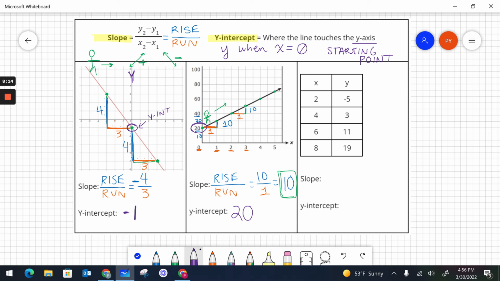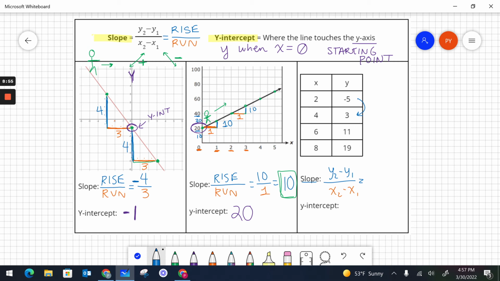Let's look at a table. For slope, instead of thinking about this as rise over run, I'm going to think of it as the change between 2 y values over the change between 2 x values. I'm going to write down the formula. It's y2 minus y1 over x2 minus x1. So y2 minus y1, you pick 2 y values, so I'm going to just look at these two, and I'm trying to figure out what's the difference between those two numbers.